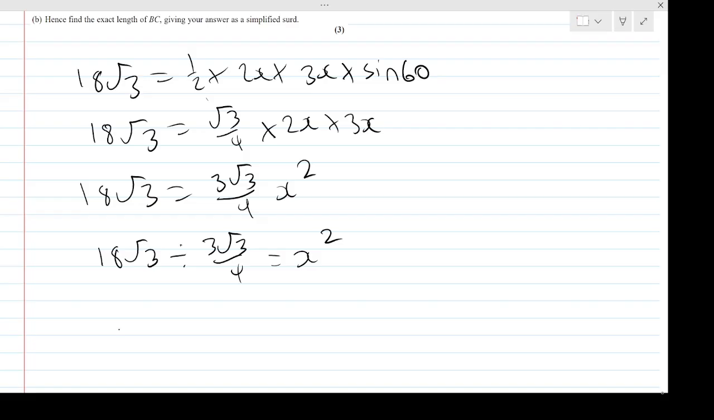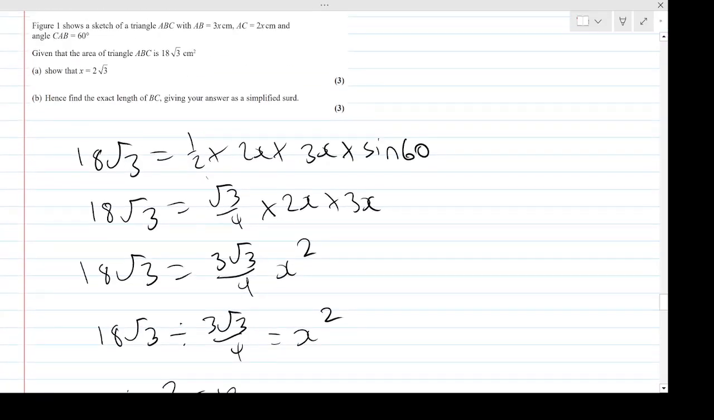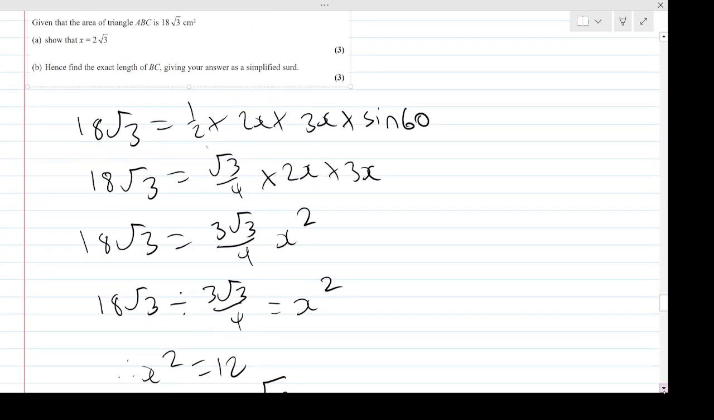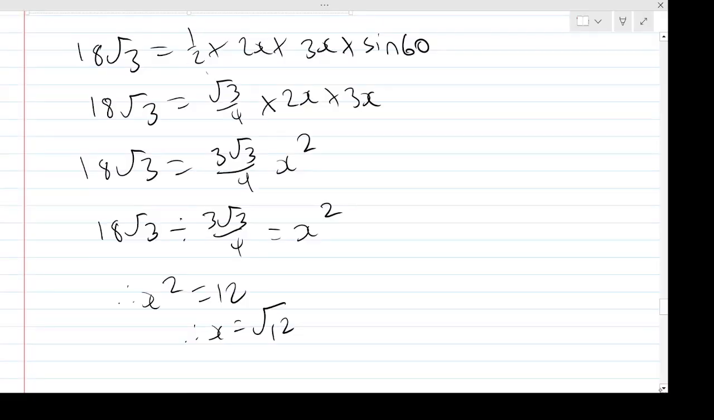I get x squared is 12. And therefore x is going to be root 12. But we need to show it's 2 root 3, so we need to simplify the third then. So this goes back to our third knowledge. So see, lots of topics are intertwining together. Now we're looking at thirds.